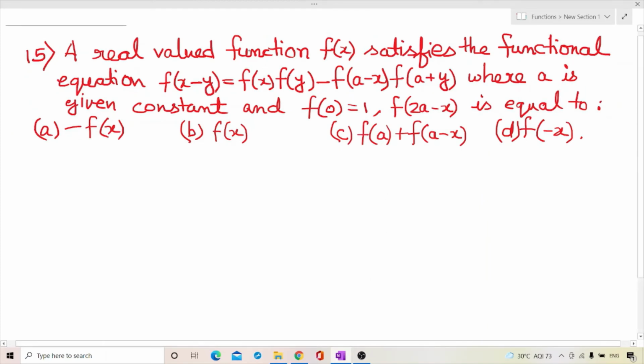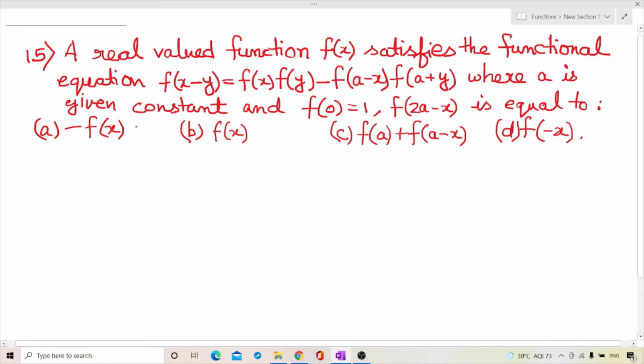Next question we have: a real valued function f(x) satisfies the functional equation f(x minus y) is equal to f(x) f(y) minus f(a minus x) f(a plus y), where a is a given constant and f(0) is 1. f(2a minus x) is equal to: option A, minus f(x); B, f(x); C, f(a) plus f(a minus x); and D, f(minus x).